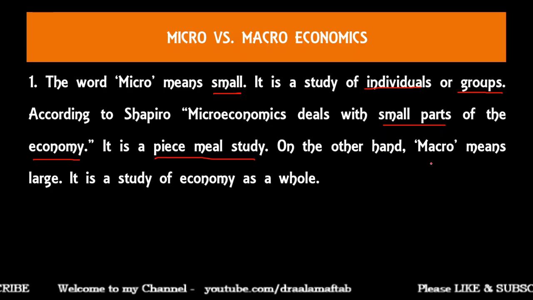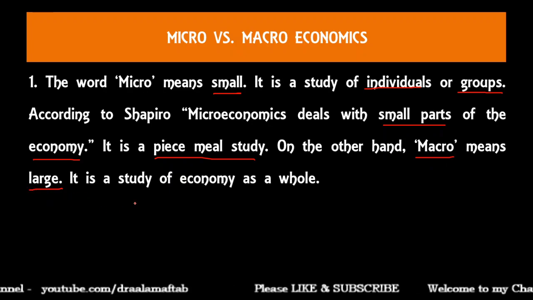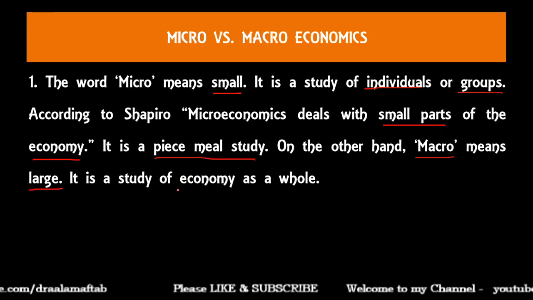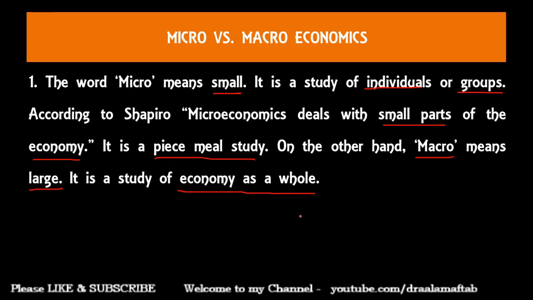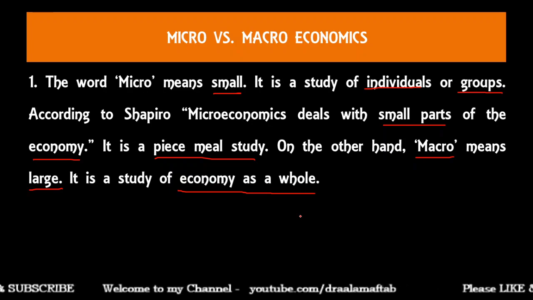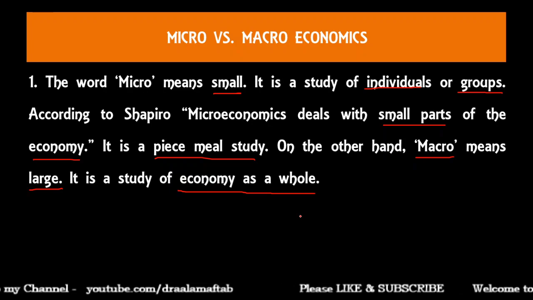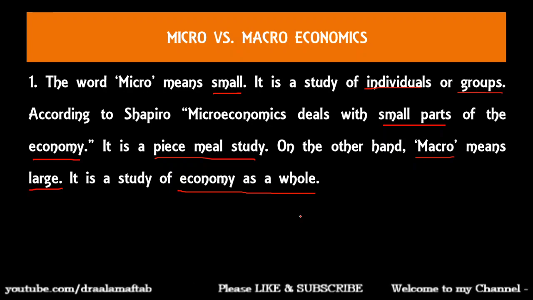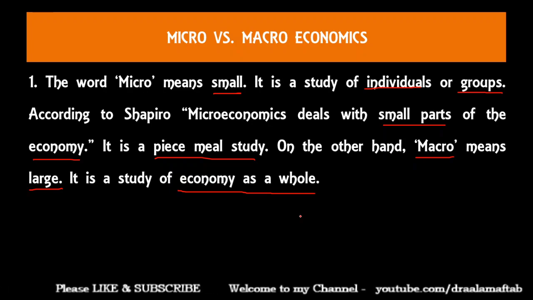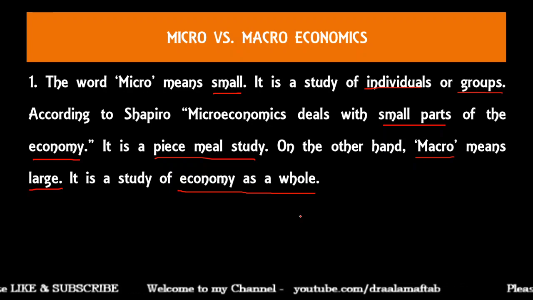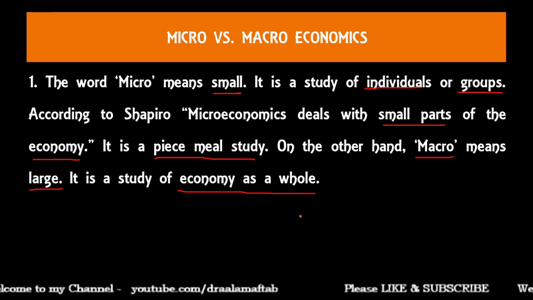On the other hand, macro means large, aggregate. It studies the whole economy as a whole. This is the first basic difference. Micro studies individuals or groups of individuals, which is part of the whole economy, whereas macro means large and it studies the whole economy or the variables which are related to the entire economy as a whole.